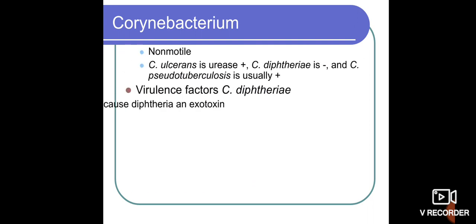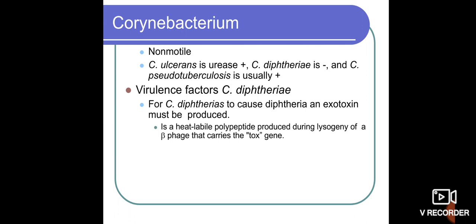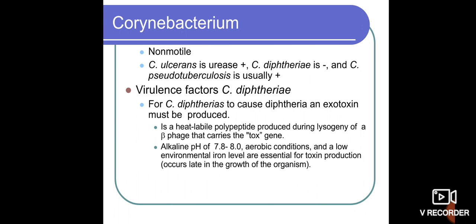It is very much important that they are catalase positive and non-motile. Corynebacterium diphtheriae ulcerans is urease positive, and diphtheriae is negative, and C. pseudotuberculosis is also usually positive.